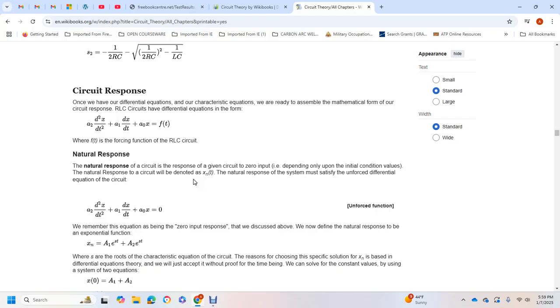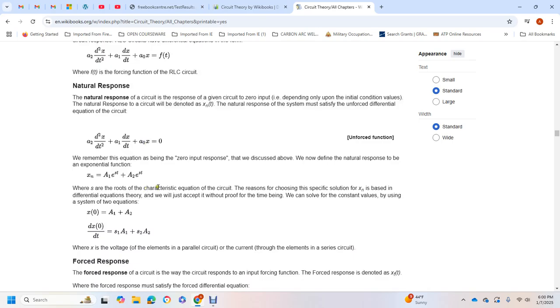The natural response of the system satisfies the unforced differential equation. Remember the zero-input response discussed above is defined as the natural response, an exponential function with s being the roots of the characteristic equation, choosing the specific solution x_n. The natural response is based on differential equation theory, which we just accept without proof for the time being. We solve for the constant values using the system of two equations, where x is the voltage of the elements in the parallel circuit, or the current through the elements in the series circuit.